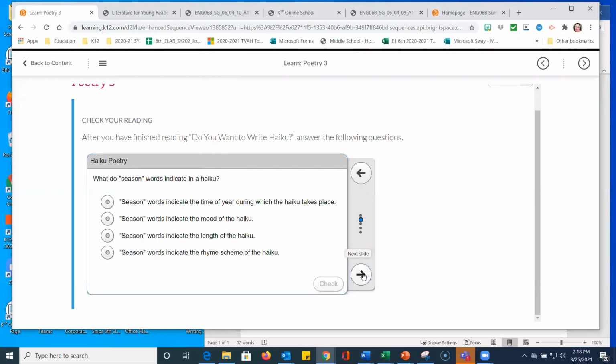Question number 2. What do season words indicate in a haiku? A, season words indicate the time of year during which the haiku takes place. B, season words indicate the mood of the haiku. C, season words indicate the length of the haiku. Or D, season words indicate the rhyme scheme of the haiku. Choose your answer.